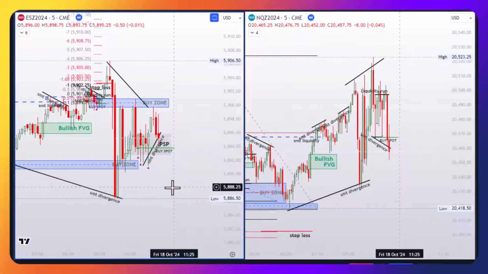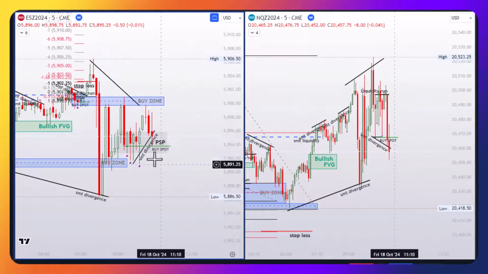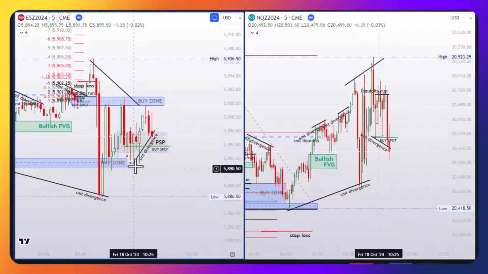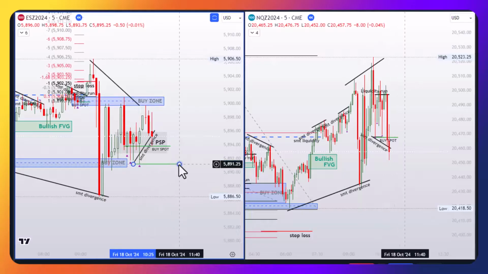So I have a problem with chasing. Really, you want to look for value entries, which is under the candle body or under the candle itself. So like this would be a buy spot.